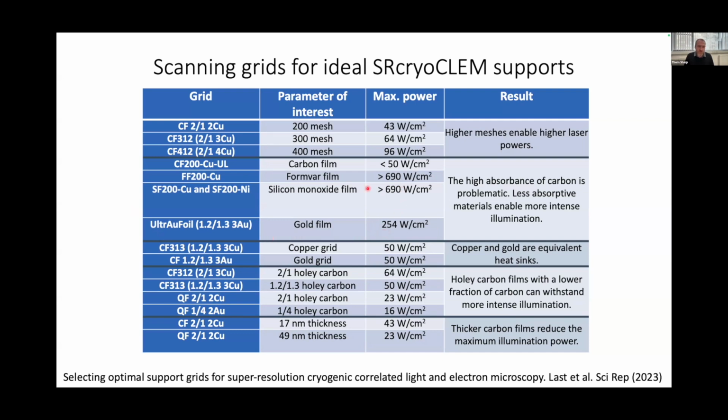There were a couple, formvar film, which is kind of plastic, and silicon monoxide, which is glass. We couldn't devitrify things on them. So that looks like it'd be perfect. But both of those spontaneously blink. And when you're trying to find these individual fluorophores, if your background is also blinking, it's basically impossible to do single molecule localization microscopy. But we are working on that to see if we can get a perfect support film.